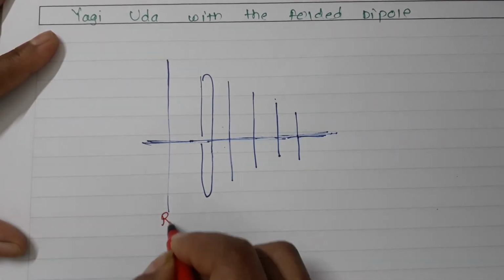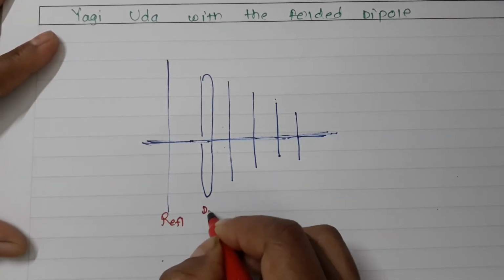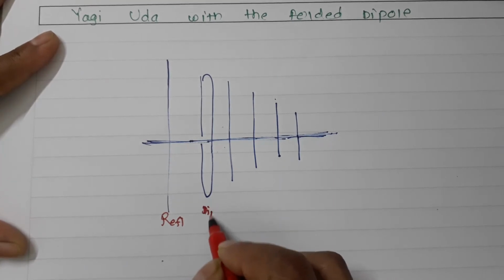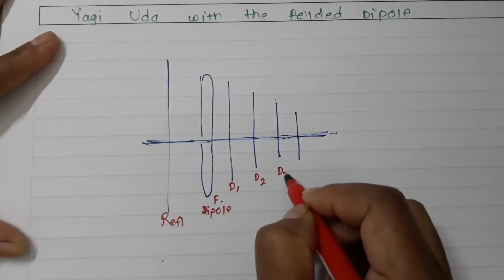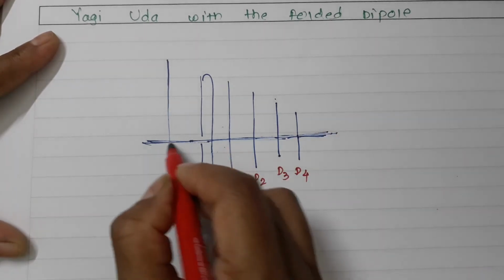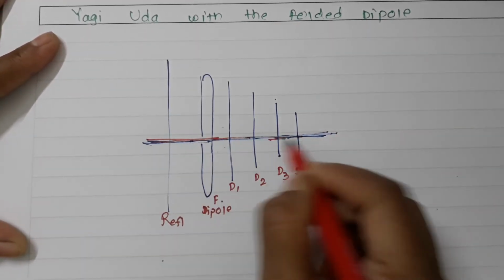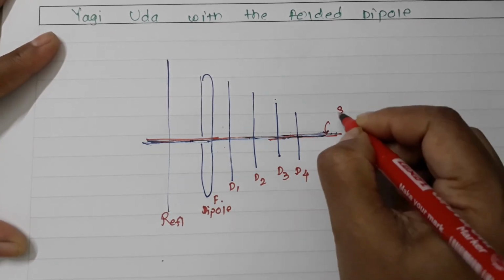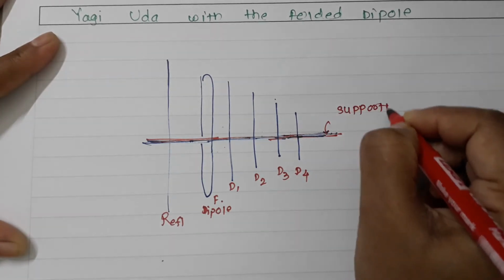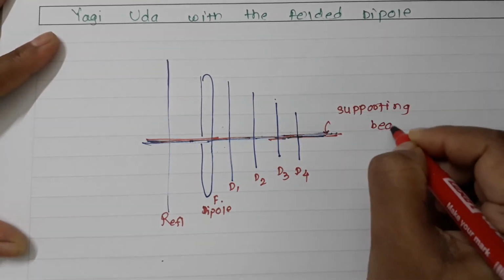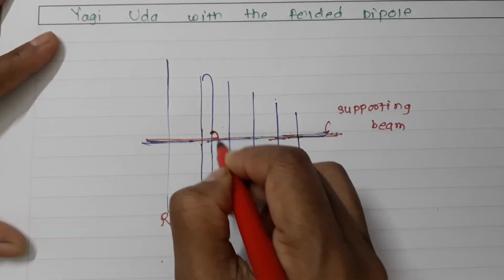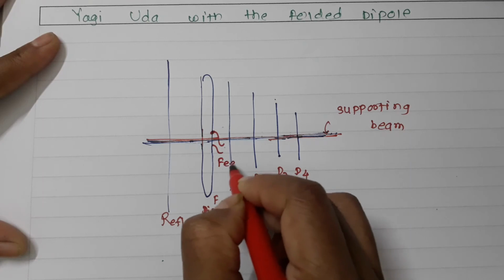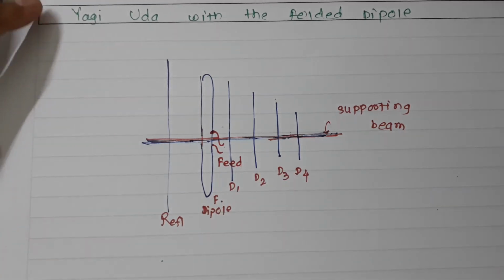So I'll say this is the reflector. This is the dipole, which is nothing but the folded dipole. Director 1, director 2, director 3 and director 4. And whatever I am using in between is nothing but the supporting beam. And these are the feeds; if I am putting feeds over here, this is the feed to this particular antenna.